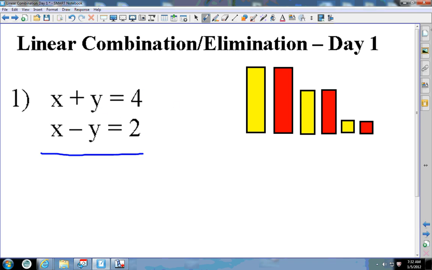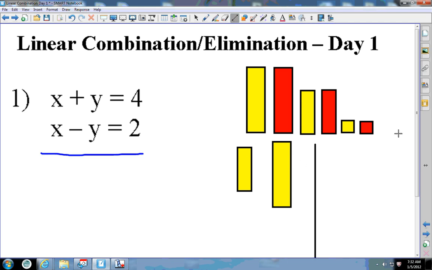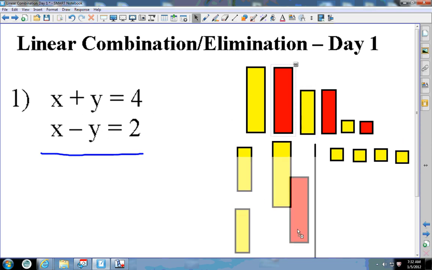Before I do that, let me bring the tiles out to match it. This says a positive x plus a positive y equals, let me draw my equals line, 4. You don't have to draw the tiles right now. I just want you to watch with the tiles. The second equation says x minus y equals 2.